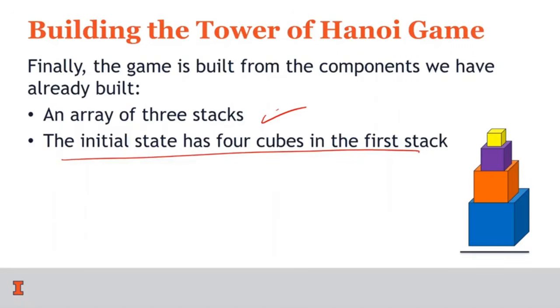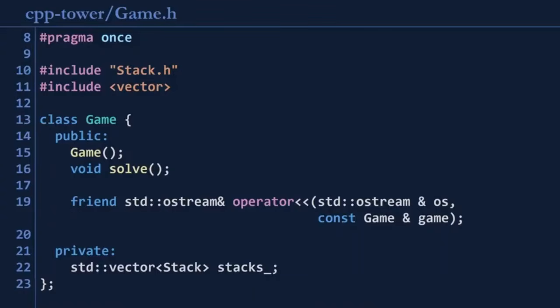So let's look at the H file. Here in game.h, we see that we're going to use stack.h since we're making use of stacks in our private member variable. The game class is pretty simple. We simply have a game constructor, which is going to set up the initial state of the class, and we have a solve function, which is going to solve the game programmatically for us.